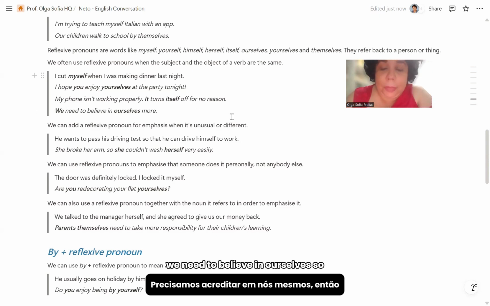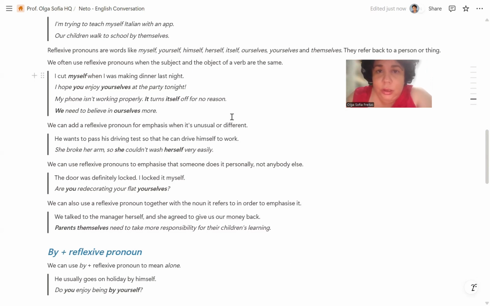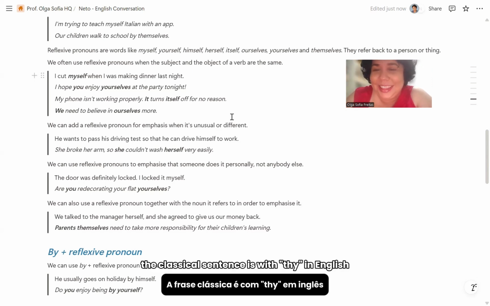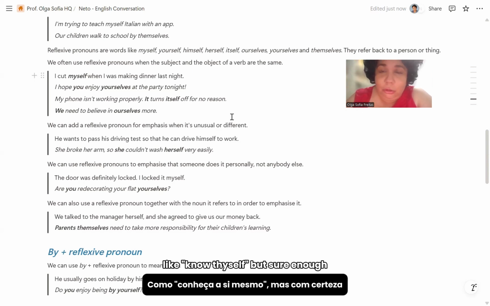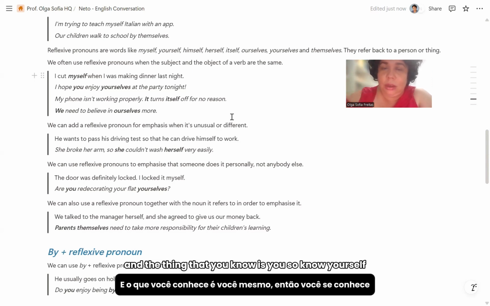A very famous sentence from Greek myth is conhece a ti mesmo, right? So, know yourself. Actually, the classical sentence is with thy in English, like know thyself. But sure enough, you can find that as know yourself, conhece a ti mesmo, because you know, and the thing that you know is you.